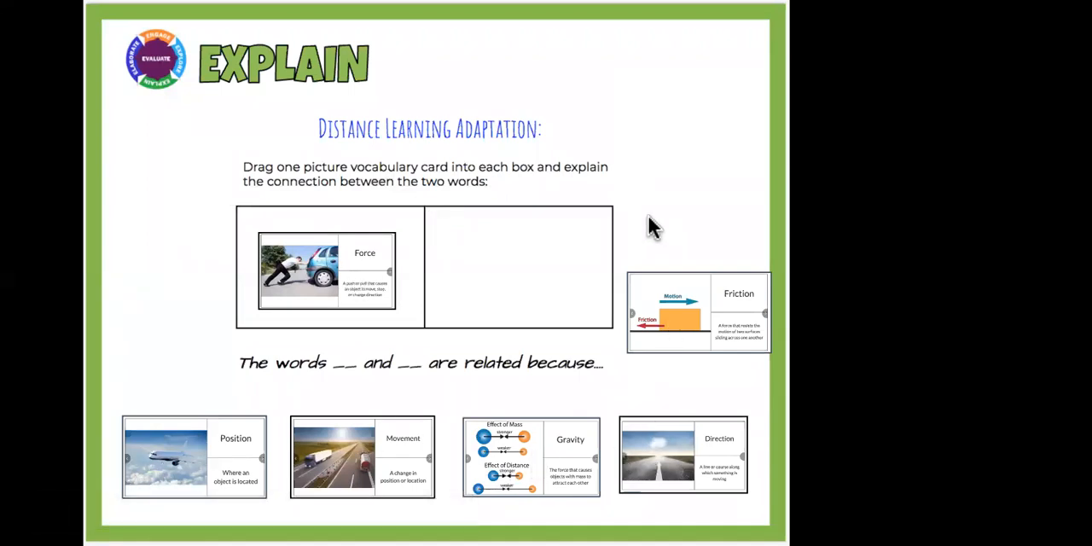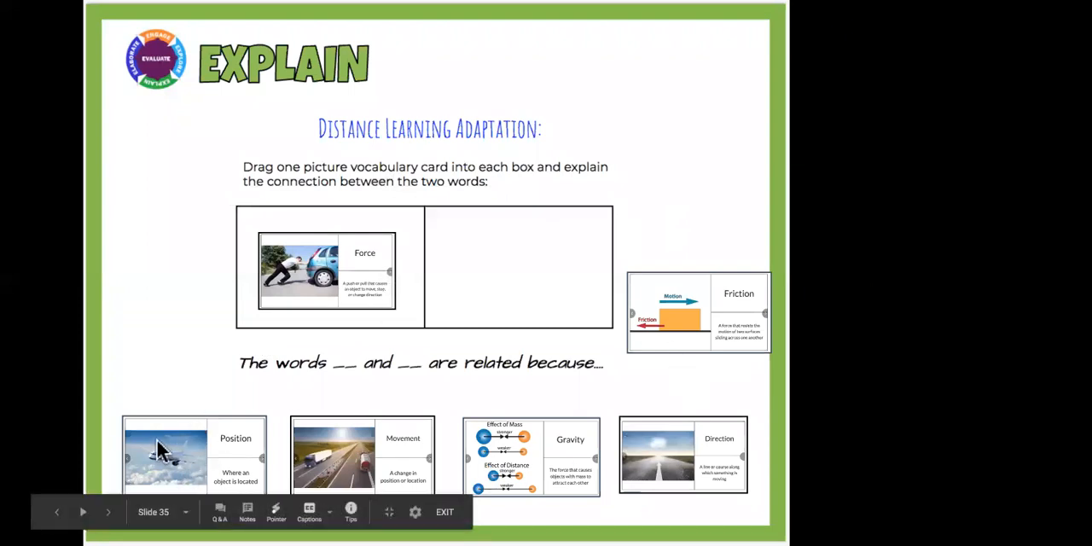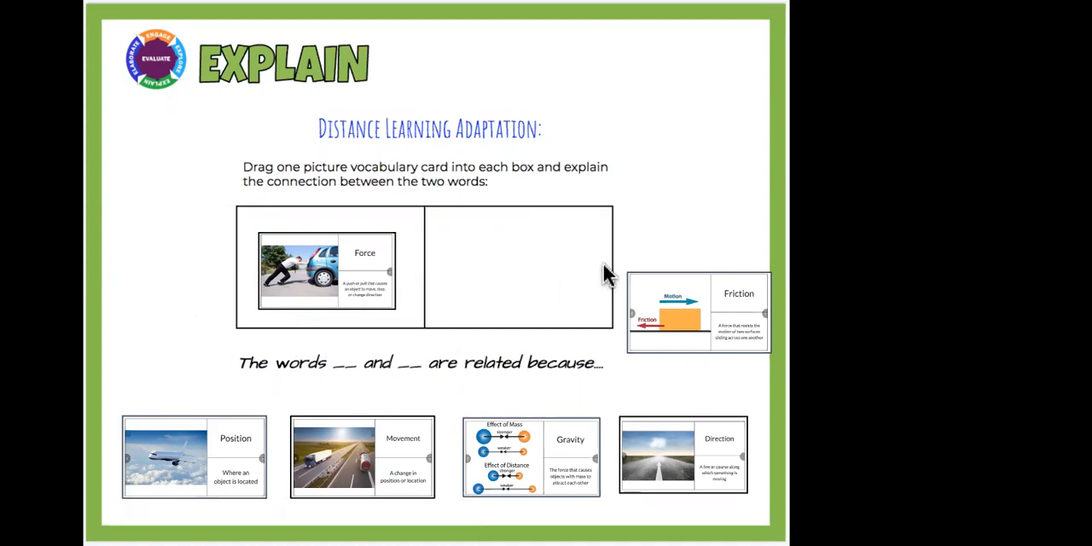So my adaptation would be that they take two of the words of the vocabulary we've used all week, and then they explain to me how they're related. So that would be my adaptation. You give them the Google slide and they will explain to you which words they choose and how they're related.